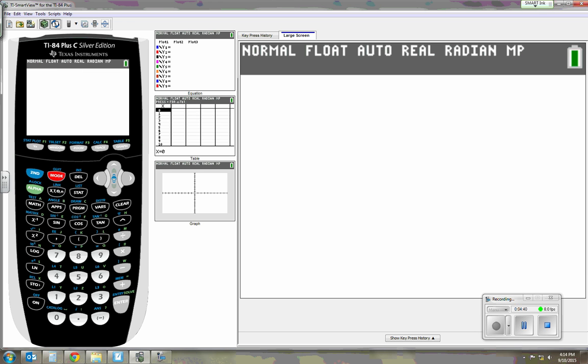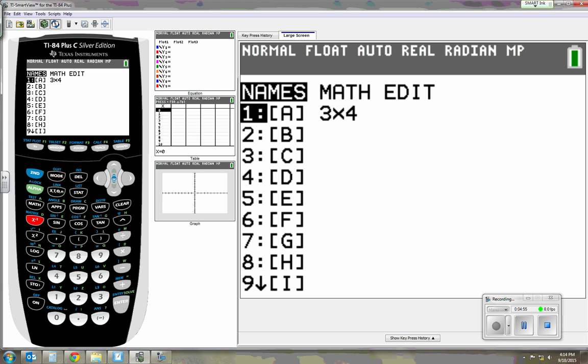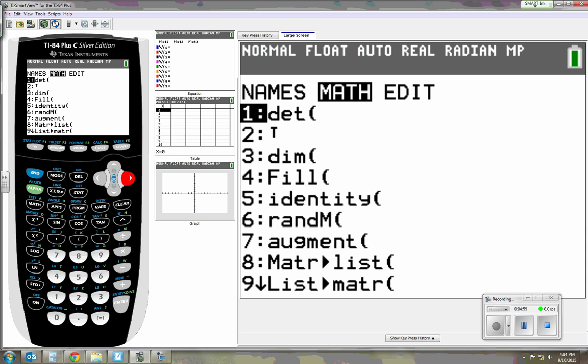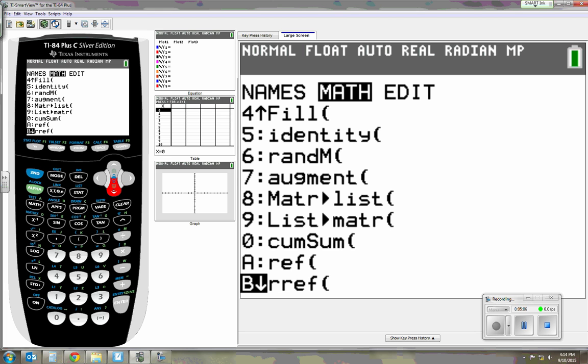After we've done that, we are going to go to second matrix, arrow over to math, and we are going to go down to the B selection and select RREF. And this stands for Reduced Row Echelon Form. And I'll explain that a little bit more when we get here.